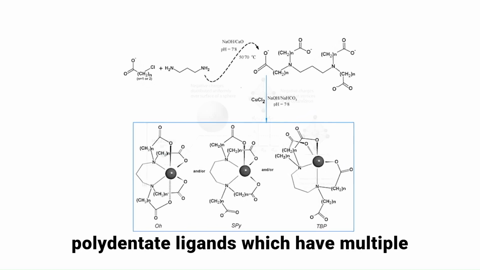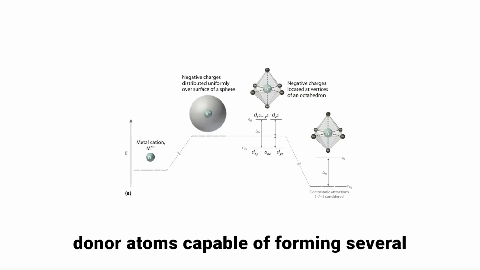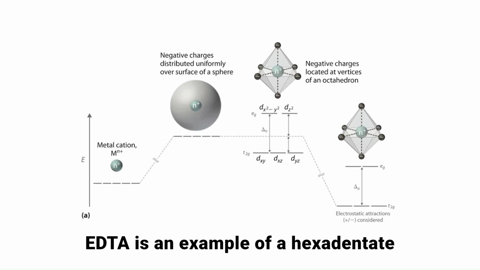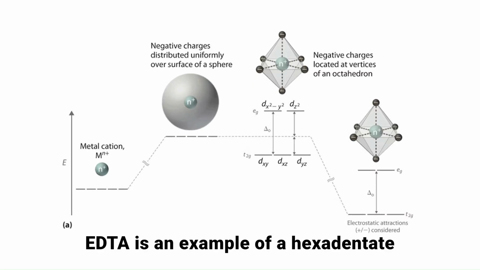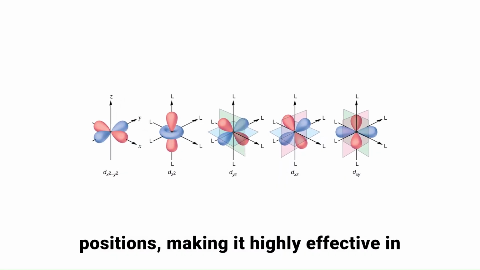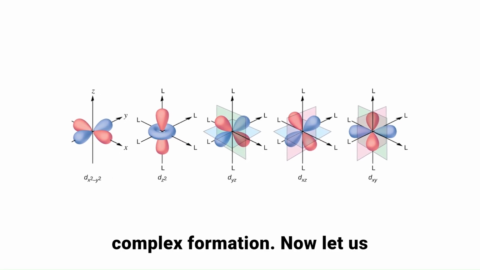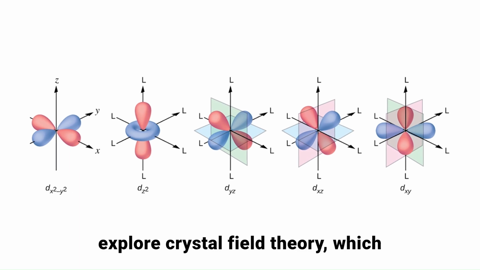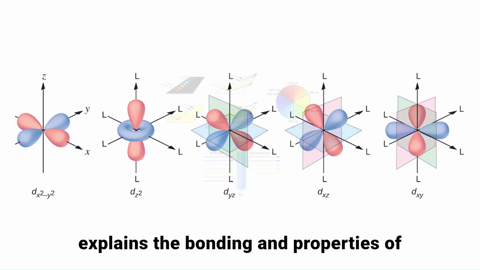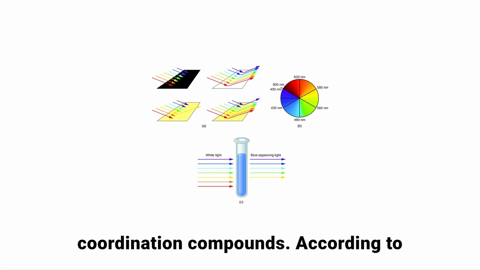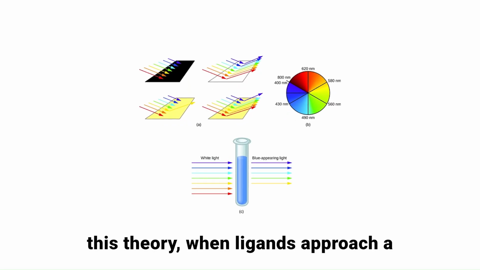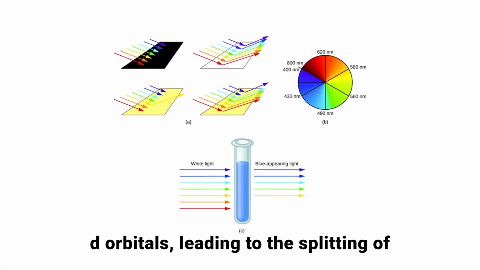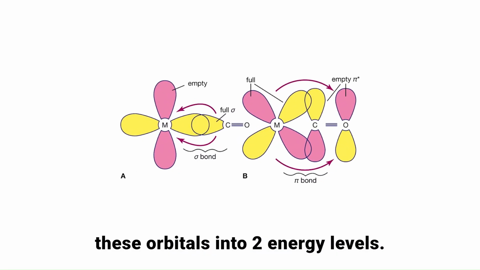There are also polydentate ligands, which have multiple donor atoms capable of forming several bonds with the central metal ion. EDTA is an example of a hexadentate ligand, meaning it can bind at 6 positions, making it highly effective in complex formation. Now, let's explore crystal field theory, which explains the bonding and properties of coordination compounds. According to this theory, when ligands approach a central metal ion, they interact with its d orbitals, leading to the splitting of these orbitals into two energy levels.